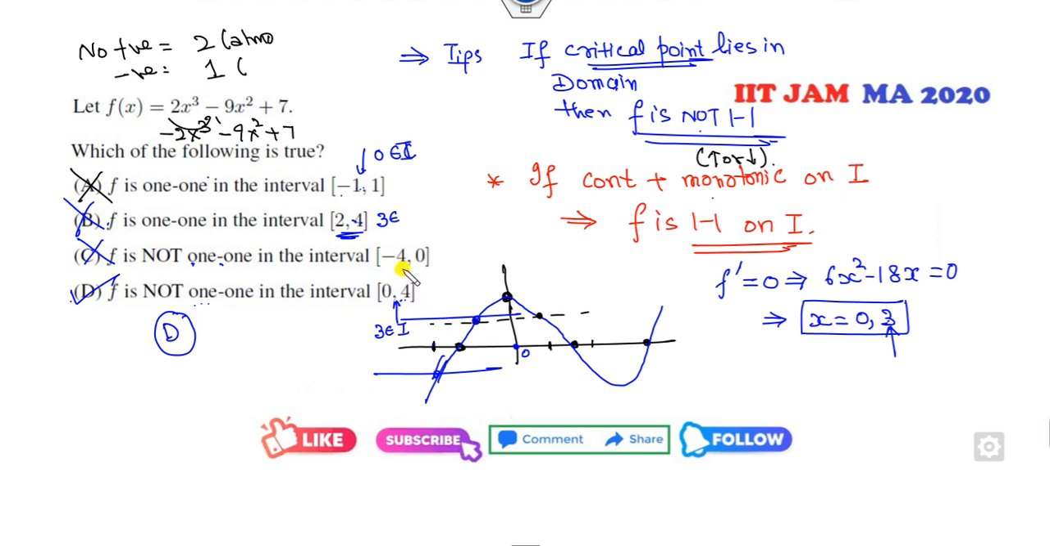I can discard this option graphically. It is a 0, somewhere is a minus 4. Either this is minus 4 or this is minus 4. But whenever you draw the horizontal line, it cuts only at one point on either side. So it means this is not 1 1 is wrong. It is 1 1. So the right answer is D.